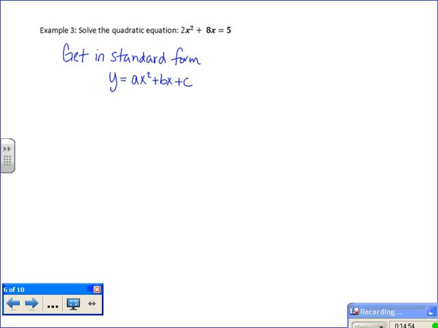So c is the number that's all by itself. So there's my c, the 5. There's my ax squared there. There's my bx. The only thing wrong with this is, again, that 5 is separated from the other two terms. I want them to be all together. So I do need to move that 5 over to this side, just so that it's coming after the 8x. So let's go ahead and do that. So y is equal to 2x squared plus 8x, and that's all equal to 5.